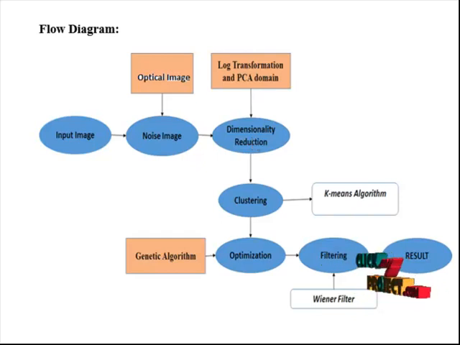Next, in the PCA domain, principal component analysis. PCA is the simplest of the eigenvector based multivariate analyses. Often its operation can be thought of as revealing the internal structure of the data in a way that best explains the variance in the data. If a multivariate data set is visualized as a set of coordinates in a high dimensional data space, PCA can supply the user with a low dimensional picture, a projection or shadow of this object when viewed from its most informative viewpoint. This is closely related to factor analysis. Factor analysis typically incorporates more domain specific assumptions about the underlying structures and solves eigenvectors of a slightly different matrix.